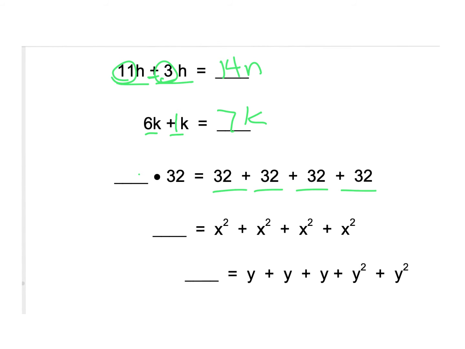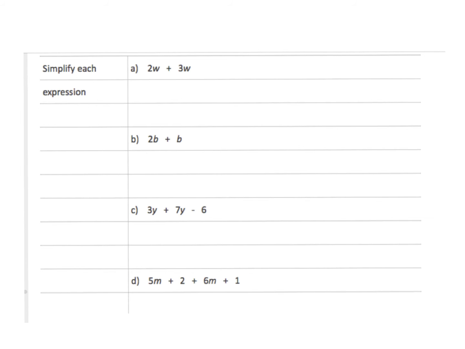How many 32s am I adding together? I'm adding 4 of them. Here I've got x squared. I got 4 of them, so 4x squared. I have 3y's plus 2y squared. So that gives me that one. Take a moment and write these 4 problems down in your notebook. Pause the video, and then we're going to do these all together. And we're going to do this a couple of times, so you may be pausing the video quite a bit.